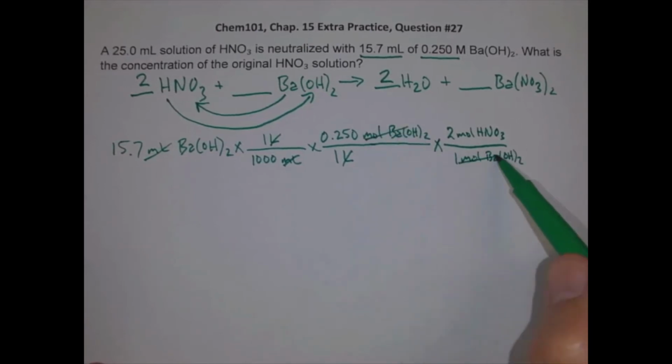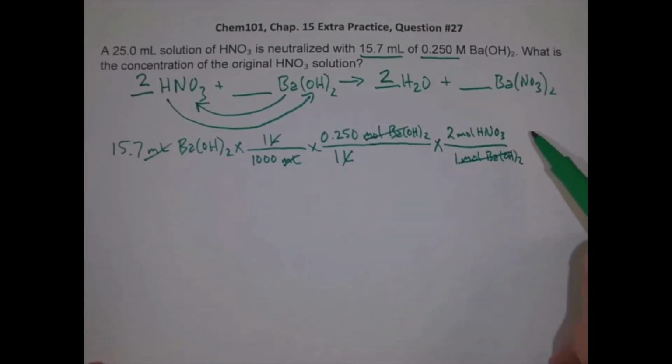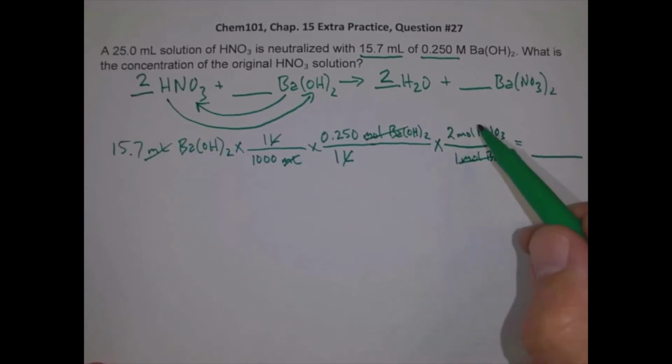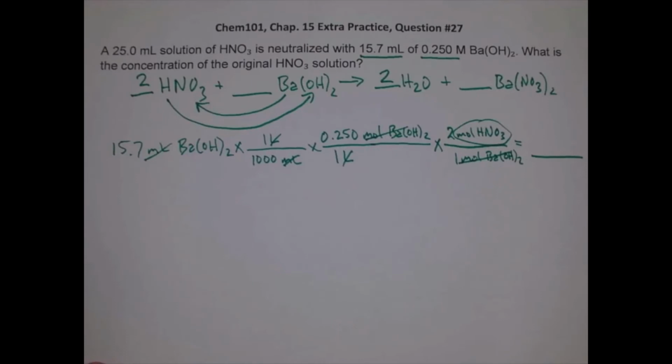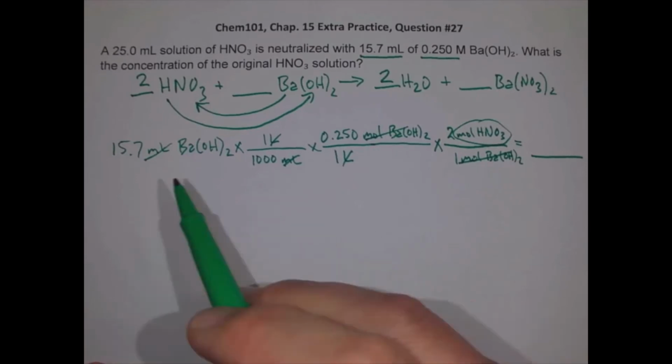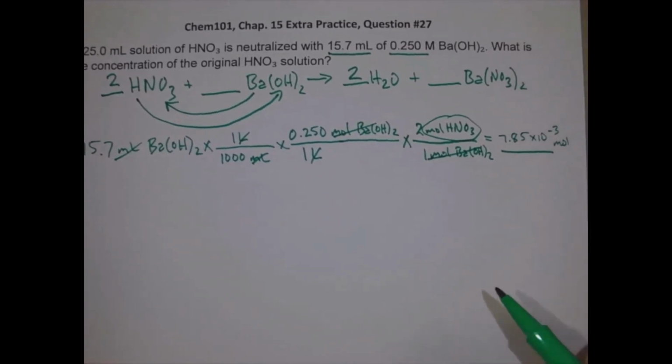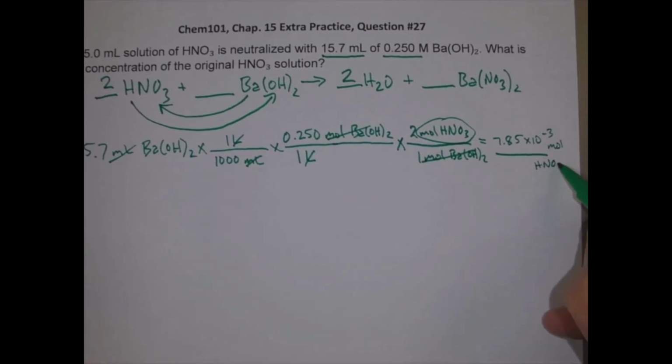So now units of moles of barium hydroxide cancel. And so right now, if I were to generate this number, it would be in units of moles of nitric acid. And let's do that. So you punch all that into your calculator, and you get 7.85 times 10 to the minus 3 moles of nitric acid, HNO3. Right? Now, I haven't answered the question yet.